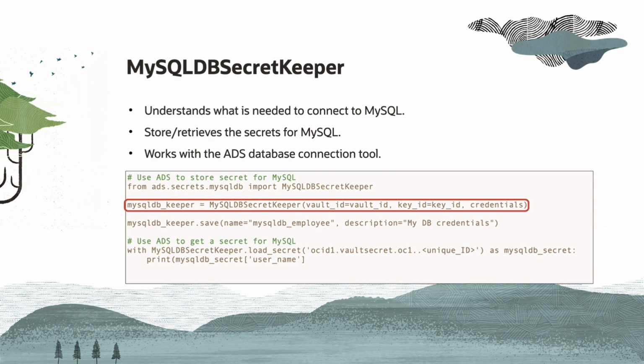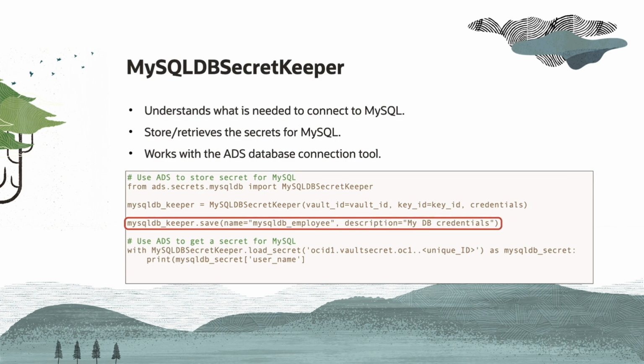We're going to give it the vault ID and the key ID. So those are the OCIDs for the vault and the secret key. We're also going to pass in the credentials dictionary. So this isn't encoded. This is the Python dictionary that we talked about in one of the first slides. In order to save it to the vault, we're going to call the save method. And we're going to pass in some optional information about the secret itself. So we can pass in the name of the secret and the description. All the other information has already been passed to the MySQL DB secret keeper.